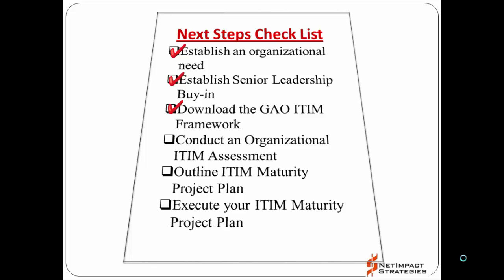Next, download and read the GAO ITIM framework material. Then, conduct an organizational ITIM assessment to determine at what stage of the maturity model your organization rates. Our recommended process is provided later in this presentation. Then outline the ITIM maturity project plan. When you know where you rate, define a plan with a schedule and milestones on how to improve that rating. And finally, execute your ITIM maturity project plan. Start putting that plan in action.